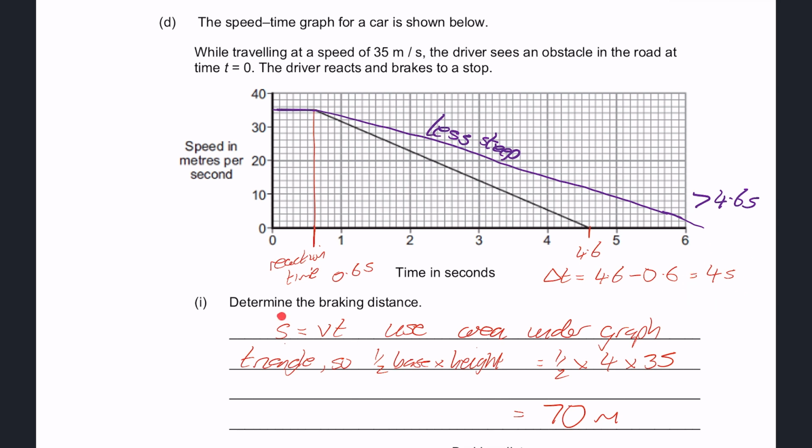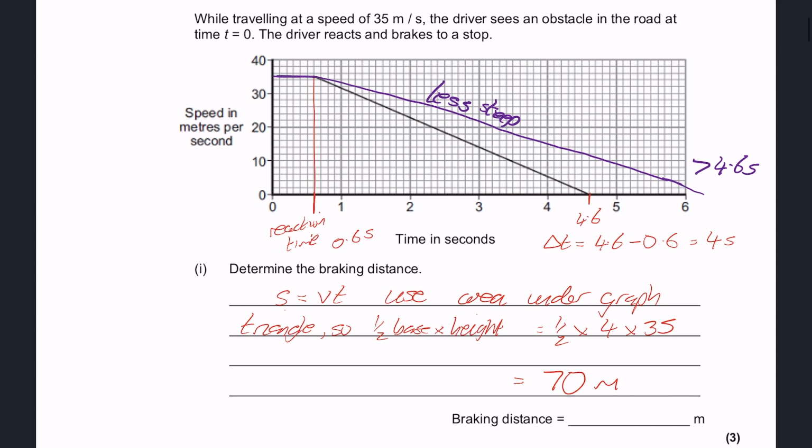So I've got this equation, distance equals velocity times time. We're trying to find the distance, so we're trying to find S. We've then worked out time from the graph, it's that 4 seconds. And we've got the V from the question, it's 35. So, I'm going to use the area under the graph. I've written it here. So I'm going to use the distance travelled being the area under this graph here. So I've got 4 seconds along the bottom, and then I'm going to do half of that, and then I'm going to times the height, which is 35. So I've got half of 4 times 35 equals 70 metres.